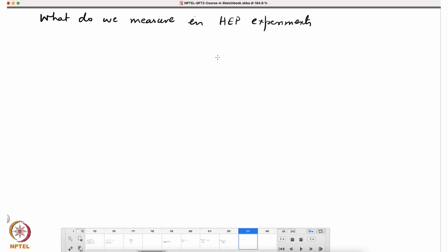Okay, so let me draw first a setup. Again, I will look at the example of LEP. So, you have an electron and a positron coming towards each other, and let us call this axis the Z axis. Okay. So, here some collision will happen. When they are reasonably close, they will feel their interactions, okay, and then some final state will be produced.